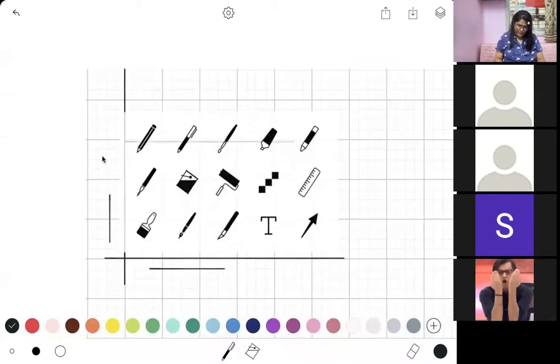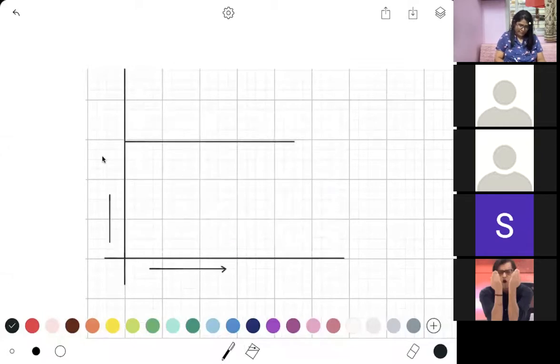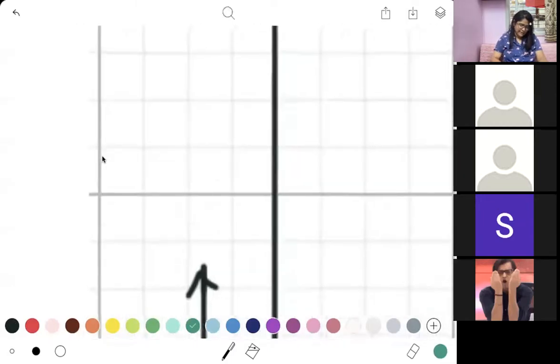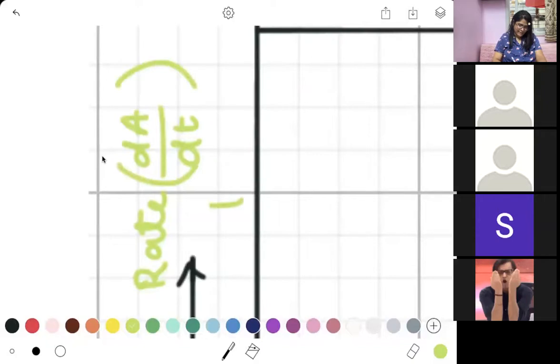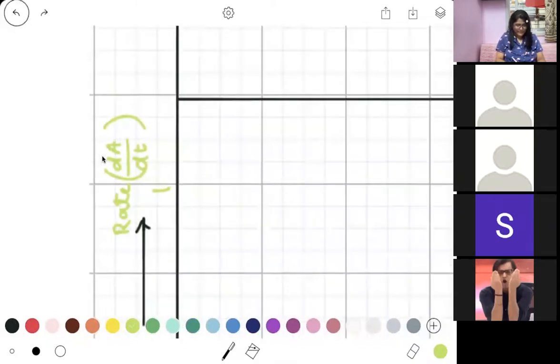Now let's remove our scale. Okay, here I'm counting my time. Okay, and on the other axis I'm plotting my rate, which obviously is going to be written as dA by dt. Okay, rate is also represented by k here. Okay, this is going to be my k value.